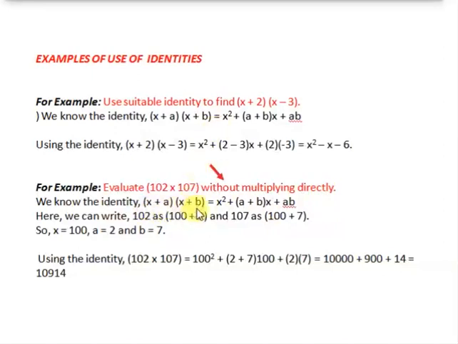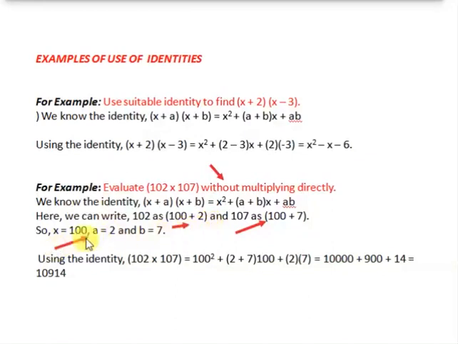(x + a)(x + b) = x² + (a + b)x + ab. Here we can write 102 as 100 + 2 and 107 as 100 + 7. Always break up the numbers in the addition with a multiple of 10 only. Don't write it as 103 minus 1 or 108 minus 1. Always use a multiple of 10.